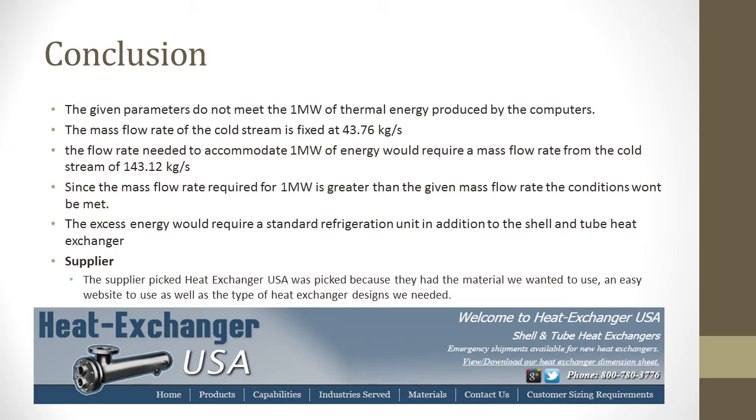In conclusion, the given parameters do not meet the 1 megawatt of thermal energy produced by the computers. The mass flow rate of the cold stream is fixed at 43.76 kilograms per second, and the flow rate needed to accommodate 1 megawatt of energy would require a mass flow rate from the cold stream of 143.12 kilograms per second. Since the mass flow rate required for the 1 megawatt is greater than the given mass flow rate, the conditions won't be met. The excess energy would require a standard refrigeration unit in addition to the shell and tube heat exchanger.